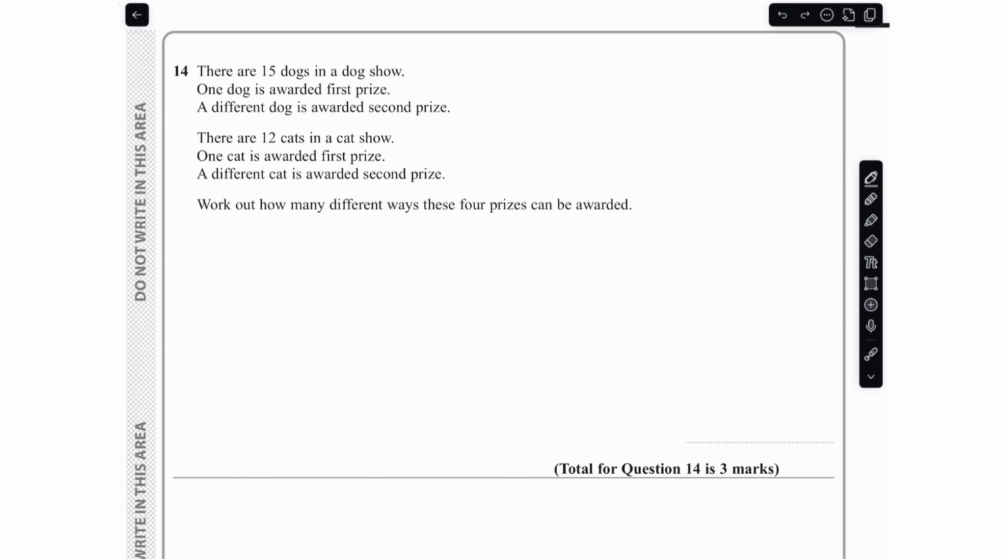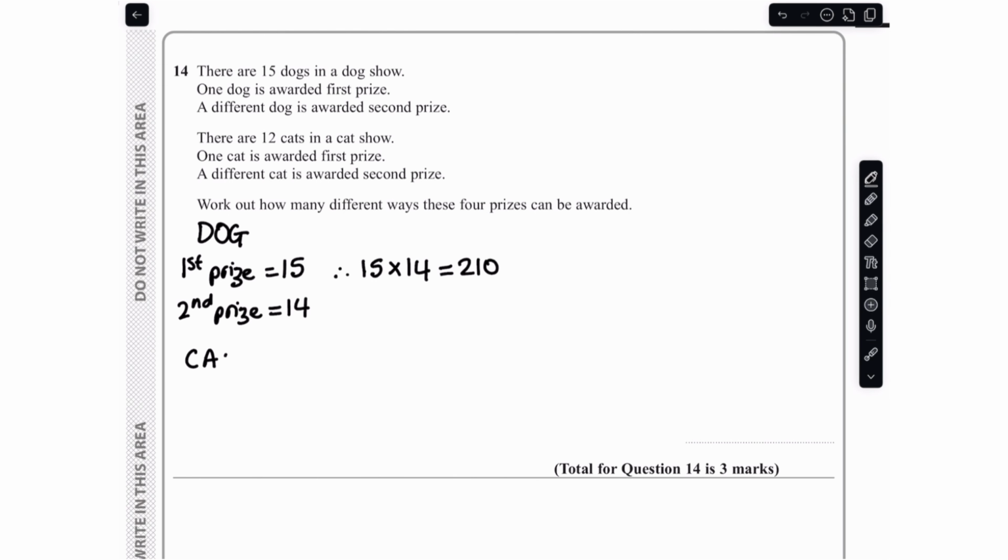So if we consider the dog prizes, for the first prize, we have 15 choices, and for the second prize, that leaves us with 14 choices, because in this question we are told that only one dog is awarded the first prize and a different dog is awarded the second prize. And so the number of ways in which to award the dog prizes is simply multiplying 15 and 14, and that gives us a value of 210.